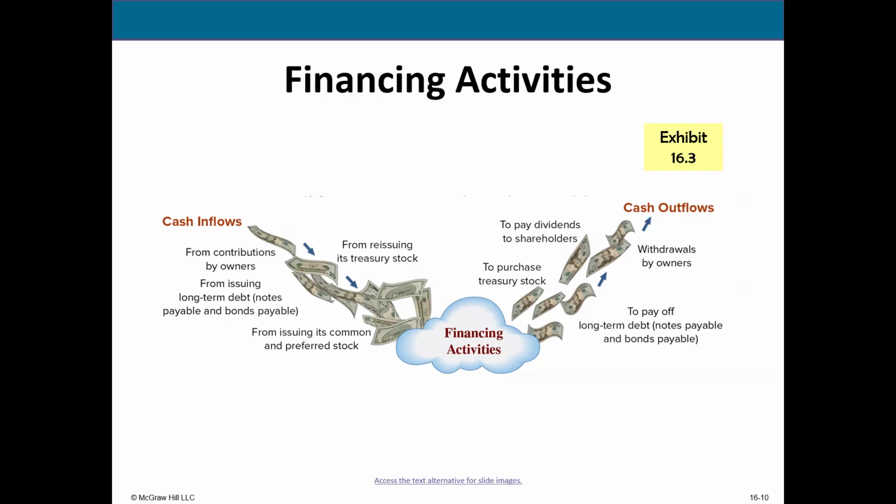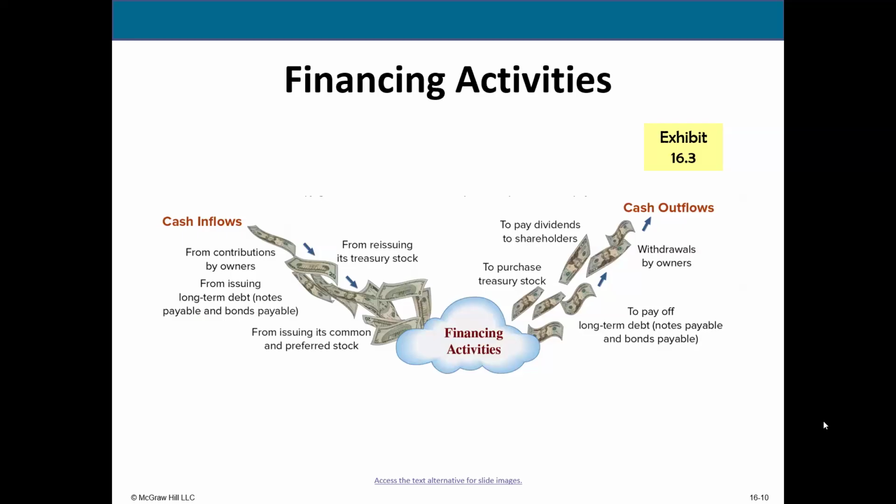I issue stock. I resell treasury stock. I take out a loan. Individual owners contribute money. Those are all financing activities, cash coming into the business. Cash goes out of the business. I'm paying dividends to my shareholders. I'm purchasing treasury stock. I'm paying off my loans or bonds. And when the owners take the money out of the business. Cash coming in minus cash going out equals net cash flow for financing activities.